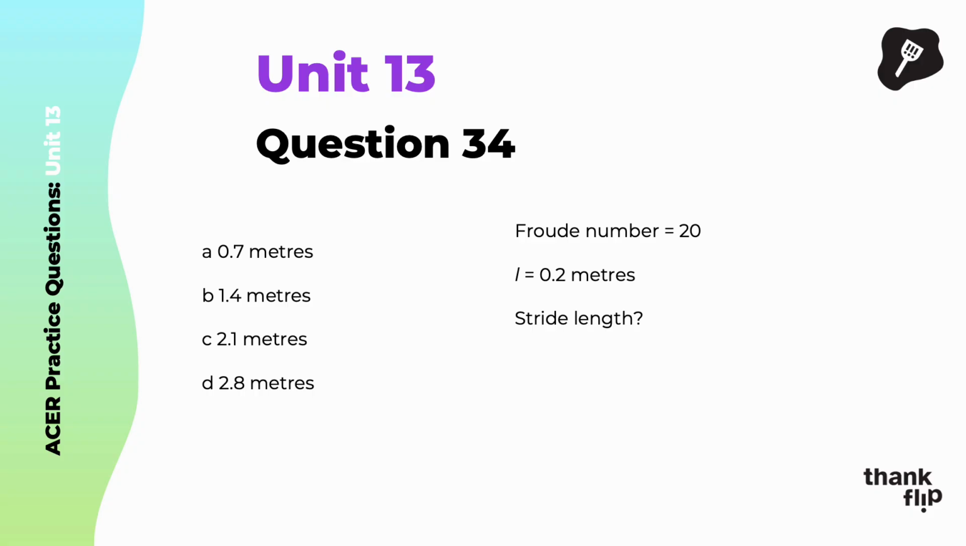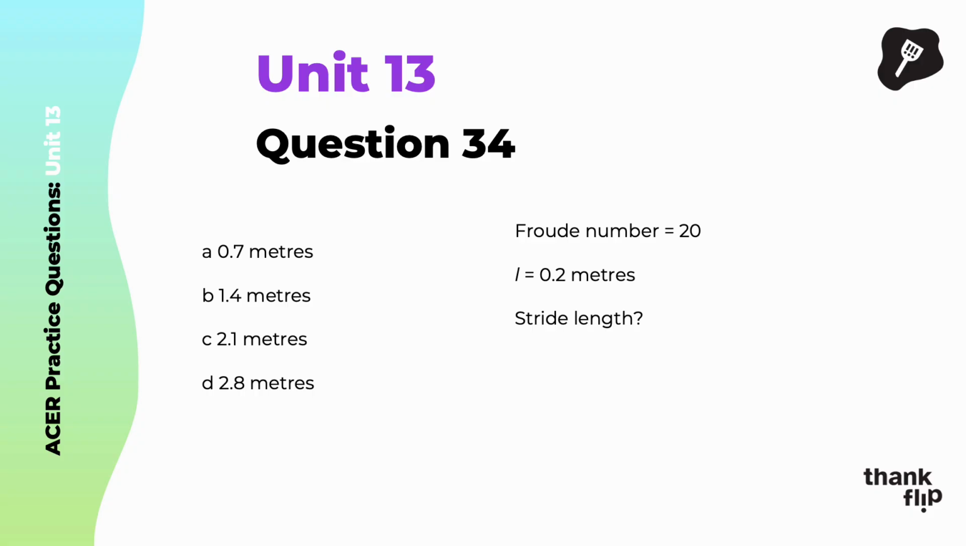Then the third paragraph shows the different values, the different letters and what they mean in each of the equations. So we have S is stride length in meters, L is height of the hip above ground in meters, G is a constant, and V is velocity or speed in meters per second.